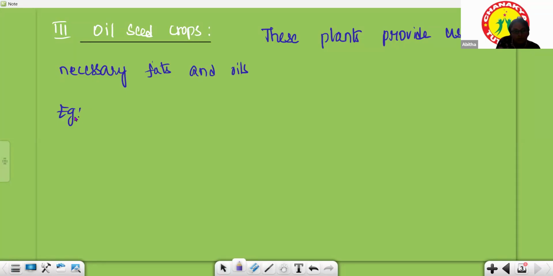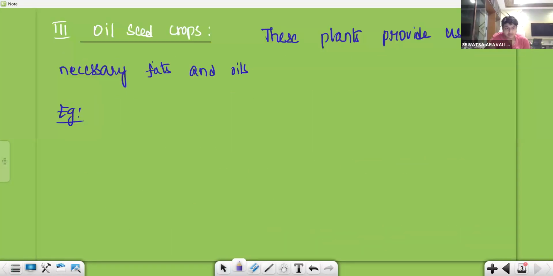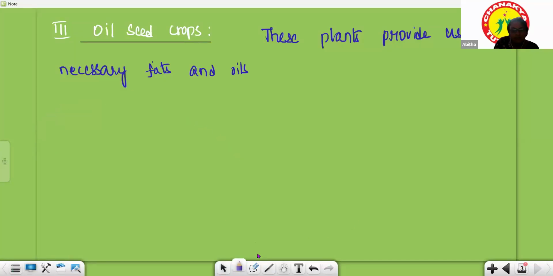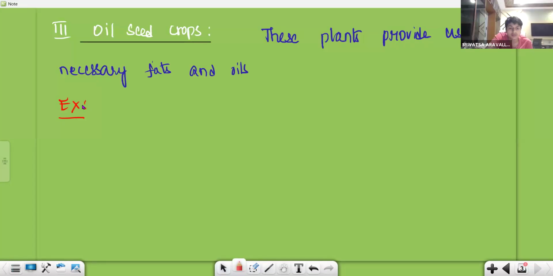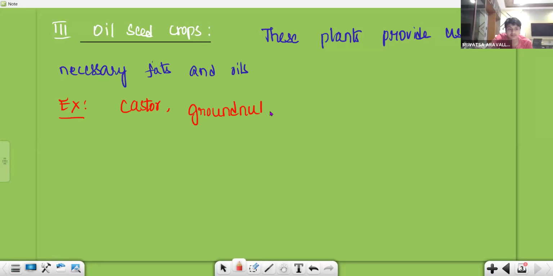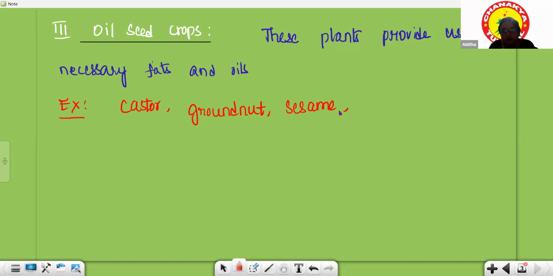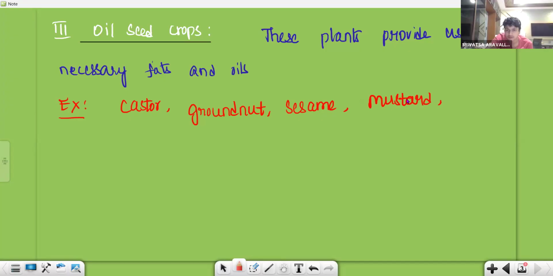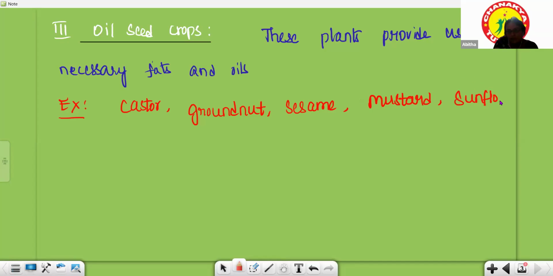For examples of oils, we can discuss soya bean oil, groundnut oil, castor oil, sesame oil. Sesame is healthy, and sesame oil is also good for hair growth. Next, mustard oil and sunflower oil. All these are seeds used in extracting oil. So these are oil seed crops.